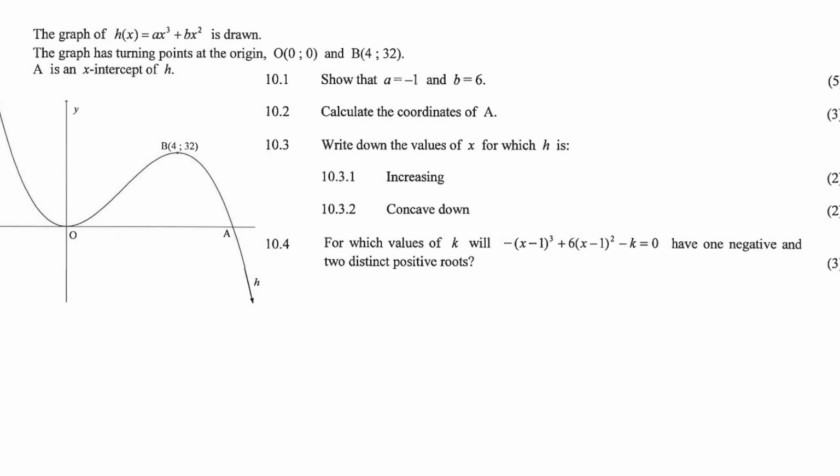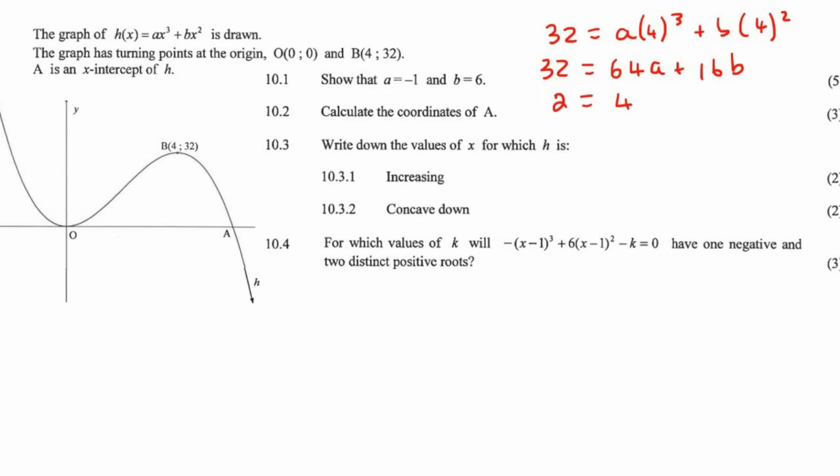Alright, so the first thing I know is that this (4; 32) is a point on the graph. So I can just plug that into the equation. So I can say 32 is equal to a times 4 to the power of 3 plus b times 4 to the power of 2, and I'm just going to neaten that up a bit. That's going to give us 64a plus 16b. I'm going to divide everything by 16. You don't have to, but it just makes the numbers a bit better to work with. Sorry, by 16, so that would become a 1. My bad. Okay, so there's our first equation.